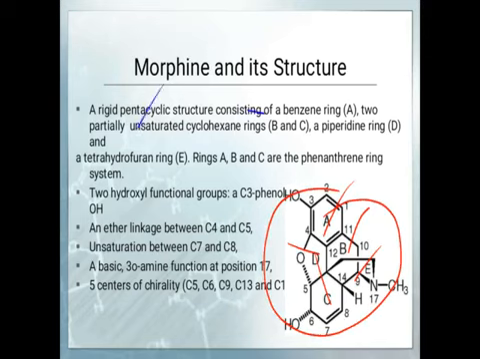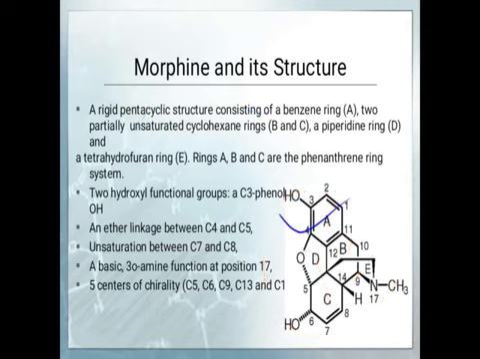So it is called the pentacyclic structure, in which the A ring is present. This A ring is a benzene ring. Then B and C, if you observe, there is absence of a double bond. In C there is a single double bond present. In B there is a single double bond present. So such a ring is an unsaturated cyclohexene ring. So B and C are the unsaturated cyclohexane rings.